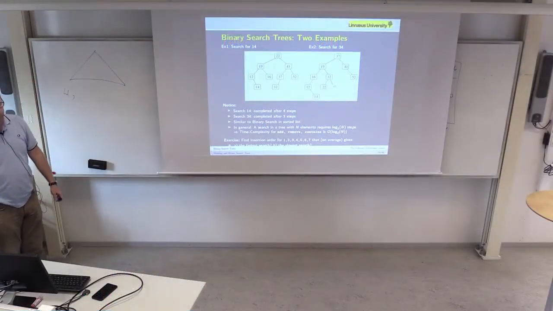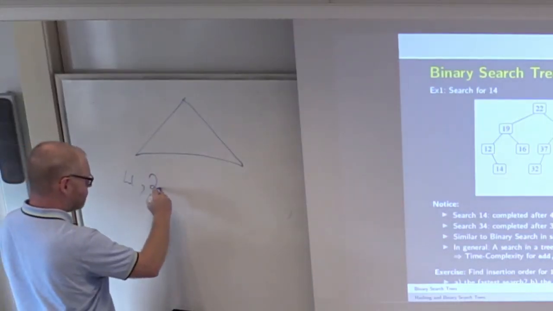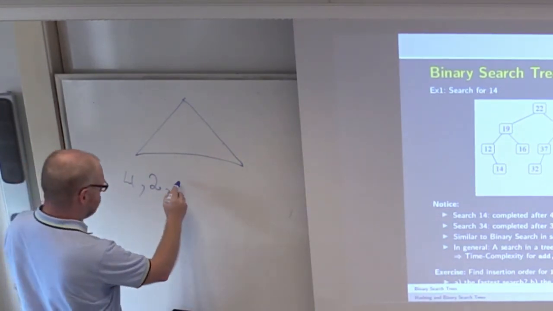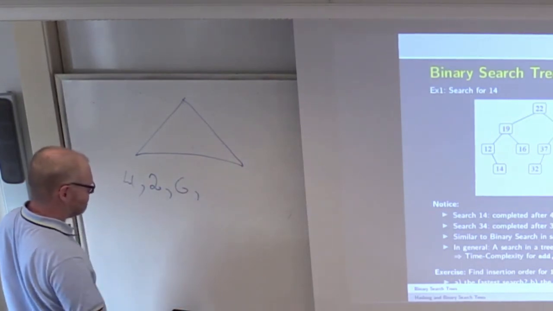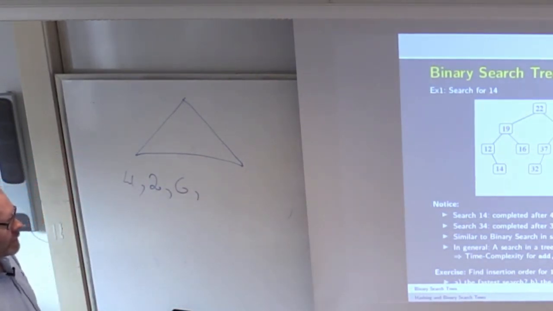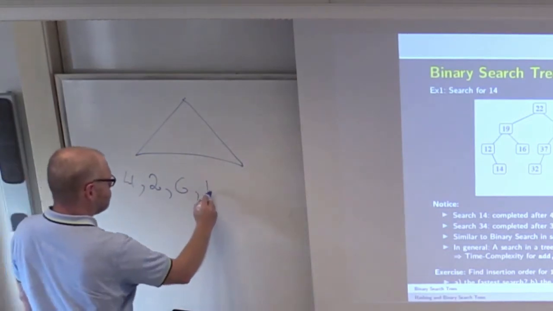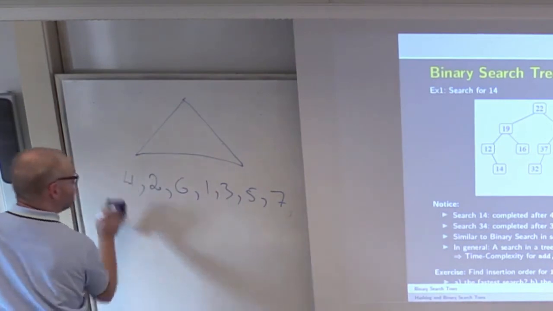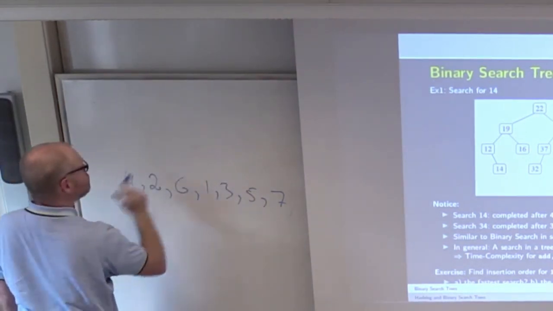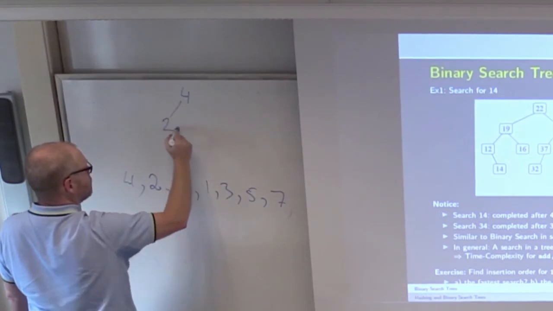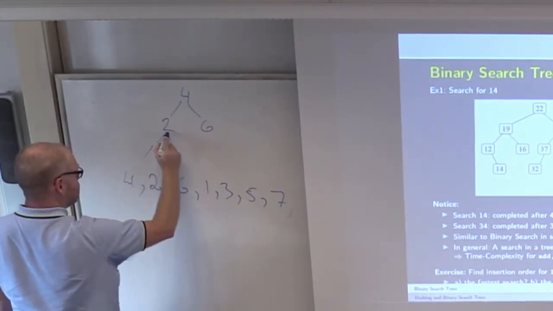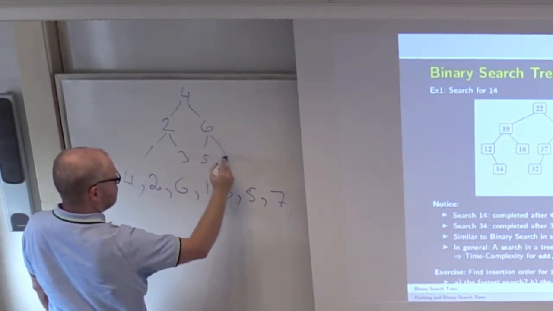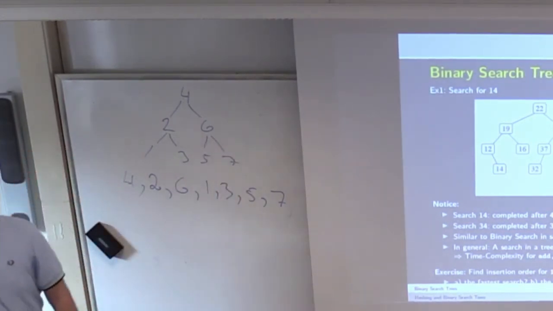Then 2. Are you sure? Okay. 1, 3, 5, 7. It will give a search tree that looks like 4, 2, 6, 1, 3, 5, and 7. Yes, it will give a balanced tree.